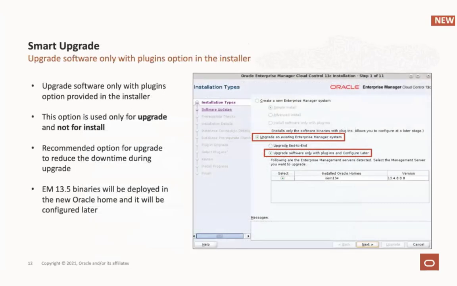And the other thing with respect to the upgrade optimization is we have included the upgrade software with plugins as part of the installer itself. Till 13.3 and 13.4, we were asking customers to pass the parameters to the installation binary file so that we deploy the bits and the plugins, and then we allow them to configure later. But starting with 13.5, we don't want customers to go back, take the parameters, copy them, and then pass them to the installer. So all those efforts have been reduced.